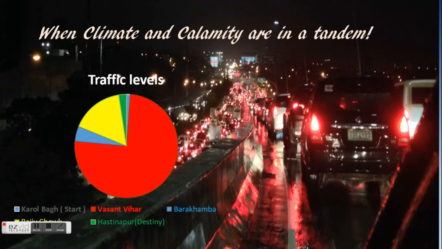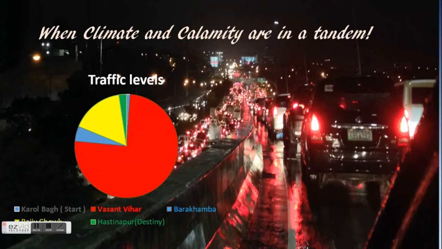Look at the red part in the pie chart and the picture behind you. This is Vasant Vihar's traffic situation, and he had to rush through the place, which is not possible at this point of time. You get the idea of what I did here. I depicted the traffic levels of different areas through which he's got to pass to reach his destination using a pie chart.